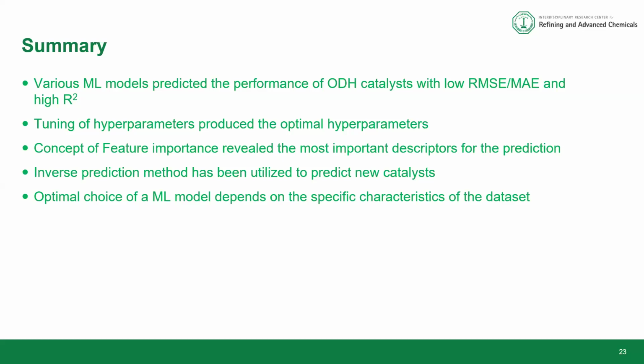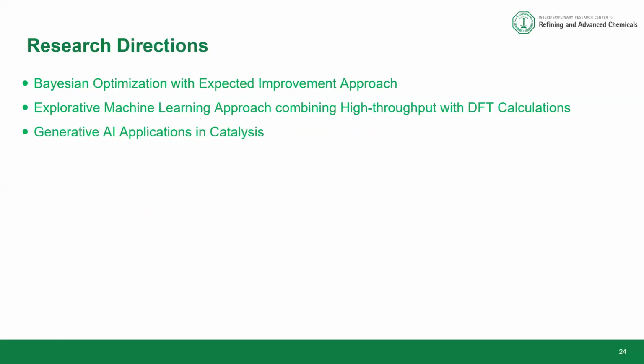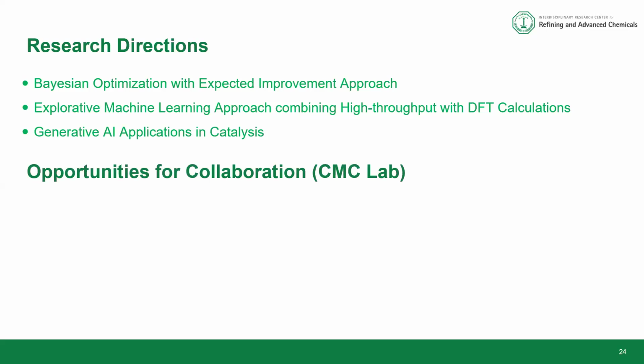So our current research directions are Bayesian optimization with expected improvement, an explorative machine learning approach combining high throughput with DFT calculations, and also part of the main theme of the webinar, which is generative AI, with emphasis on its application in catalysis. And we are open for collaborations.